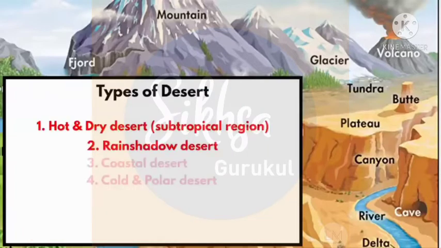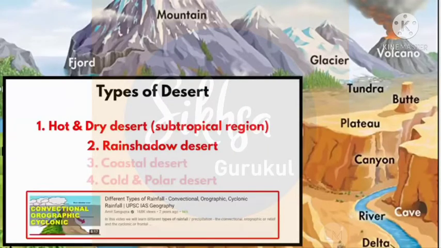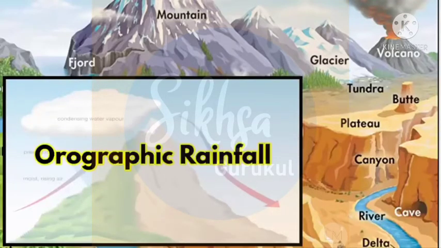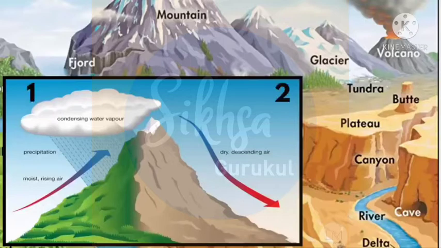The second type of desert is rain shadow desert. I want you to watch a video where I have explained different types of rainfall. In that I have explained about orographic rainfall. So there are 2 sides of a mountain. One is the windward side and the other is the leeward side.